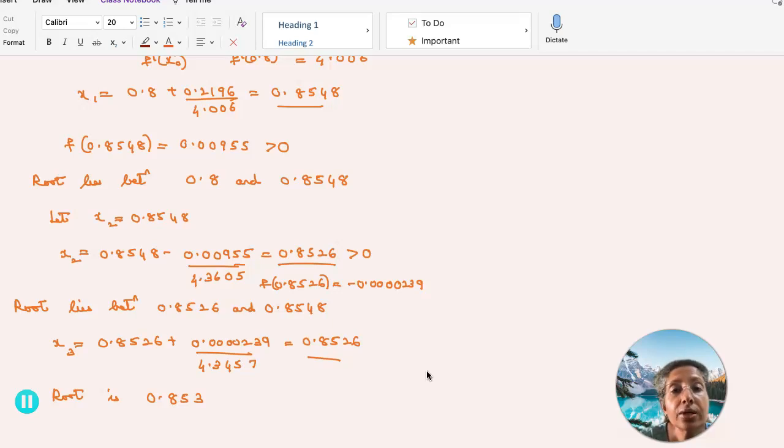So we have seen how incredibly simple the Newton Raphson method is once you know the approximate values to choose from. So thank you and stay tuned in for more.